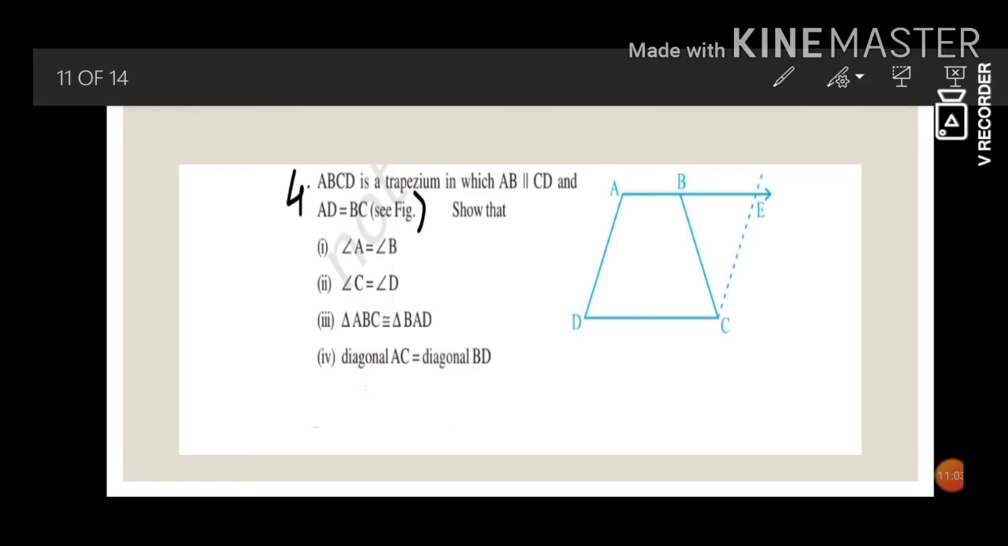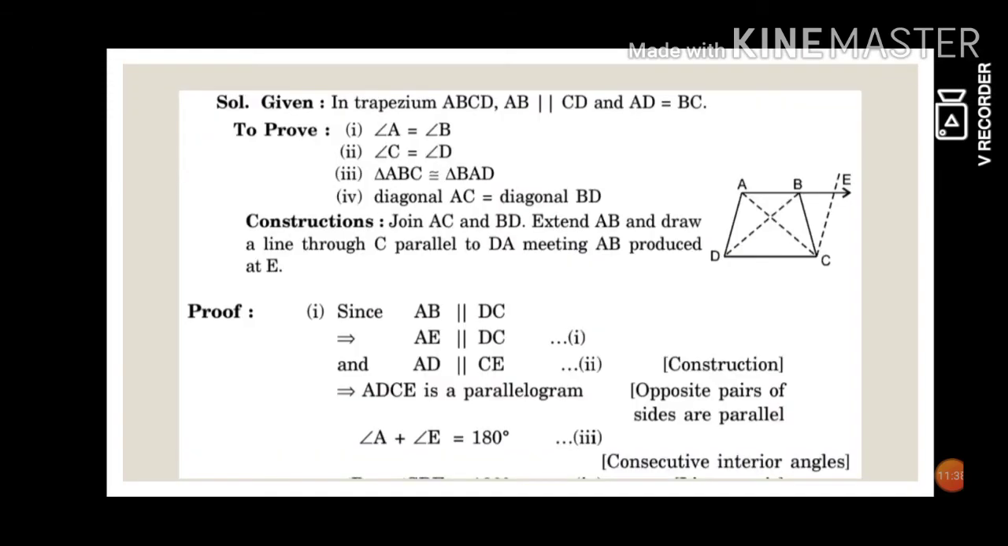Now the last question: ABCD is a trapezium in which AB is parallel to CD and AD is equal to BC. We have to show that angle A and angle B are equal, angle C and angle D are equal, and the triangles ABC and ABD are congruent triangles, and then ultimately we have to show that the diagonals AC and BD are equal. So let us see the solution.